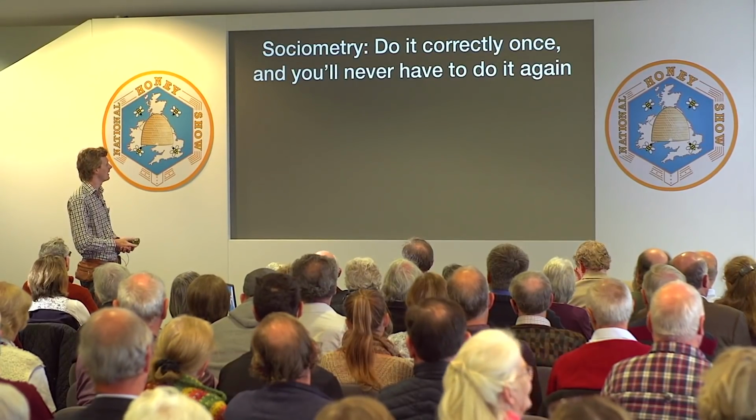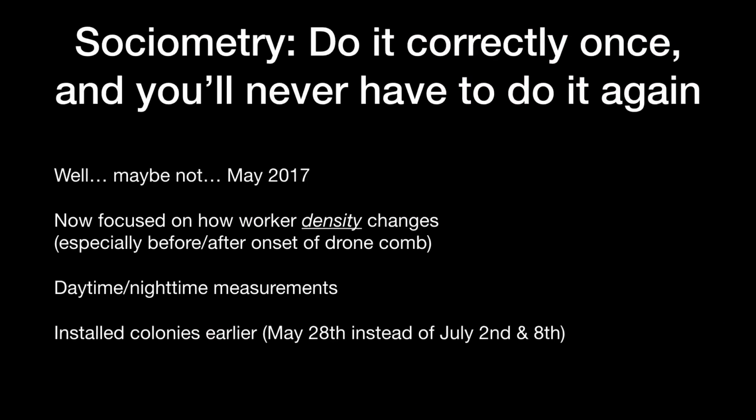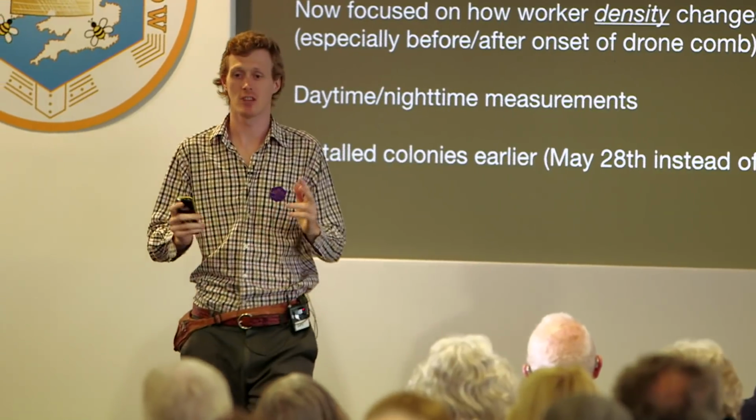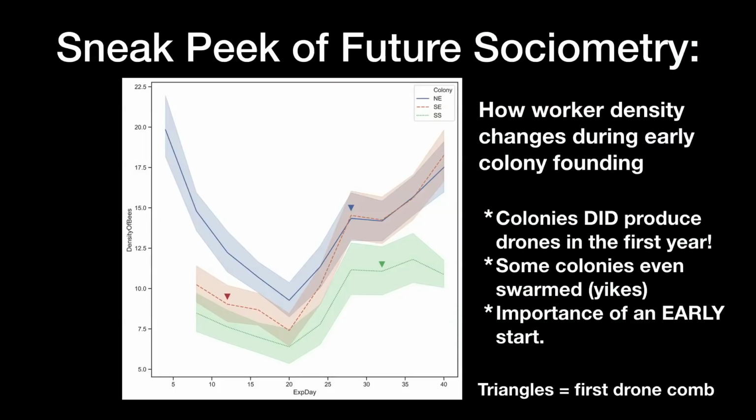That's what I thought. But then later, I thought I should do this again. So in May 2017, I set up another round of colonies to look at, really focusing on the density of workers and how that was changing. This is unpublished data, so I was only going to show you one slide. This is how the density of workers changes when they first start and build up, and this is where the first drone comb was seen in these 3 colonies. That's what I'm working on now.